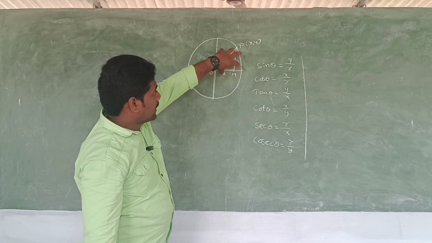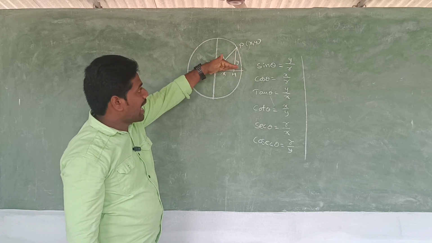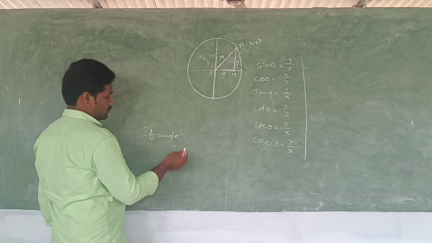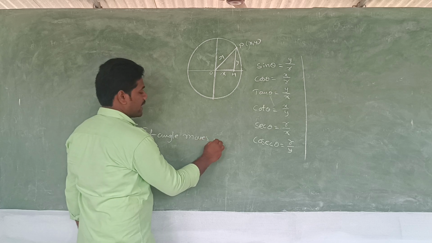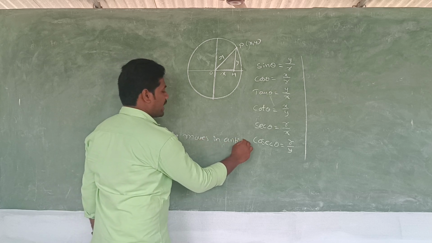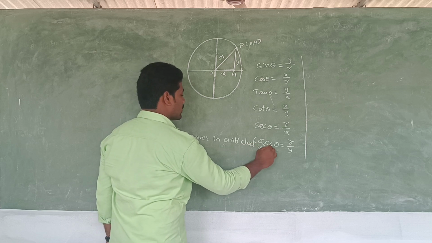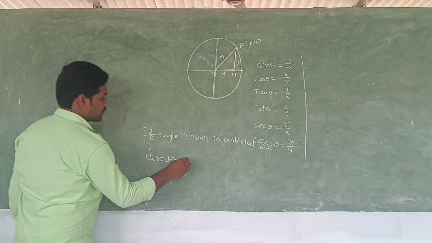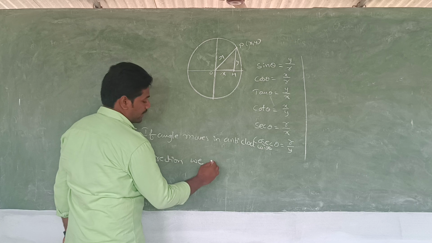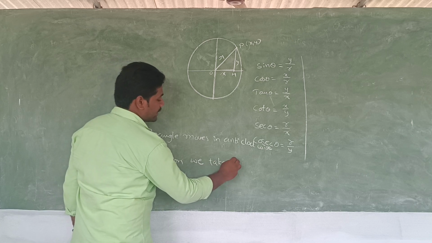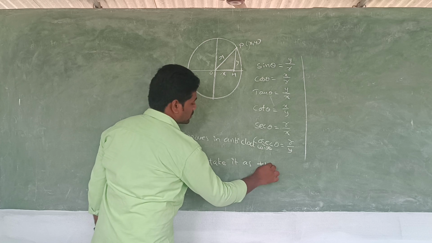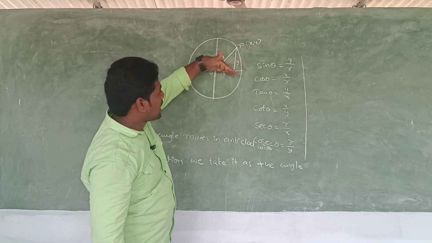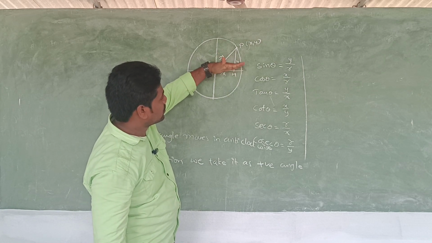If the angle moves in the anti-clockwise direction, we take it as a positive angle. That means this angle is moving from the x-axis in the anti-clockwise direction.